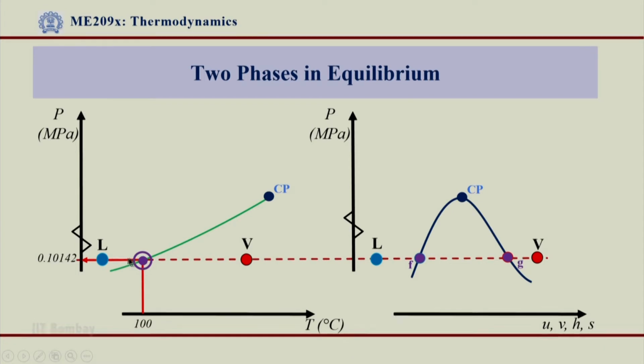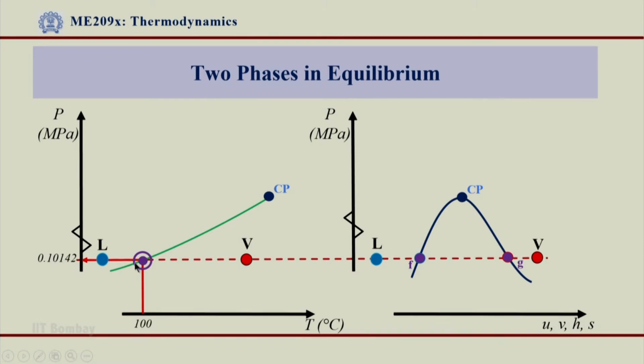If I extend this constant pressure line, it will pass through these LV points also, which depict the subcooled region and goes up to the superheated vapor region. Now, when I started increasing the temperature from 20 degree centigrade, the phase change happened at 100 degree centigrade, and because we started from the liquid region, the first point I hit is the saturated liquid line.